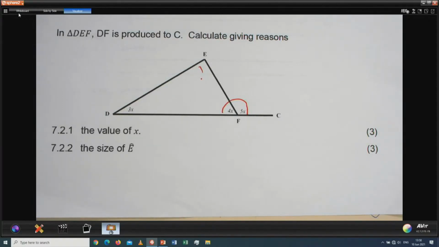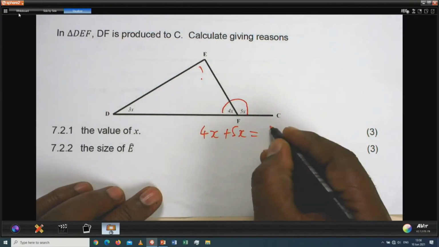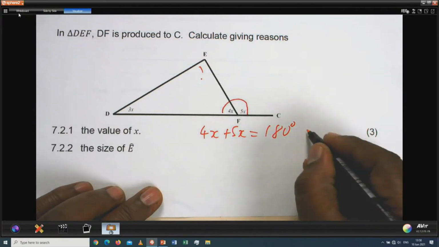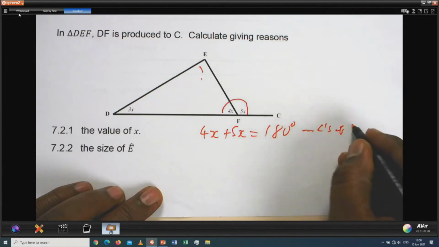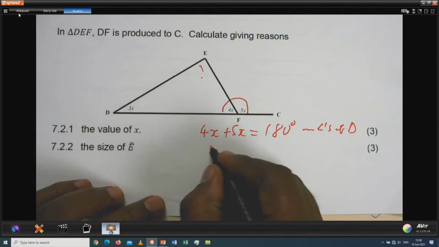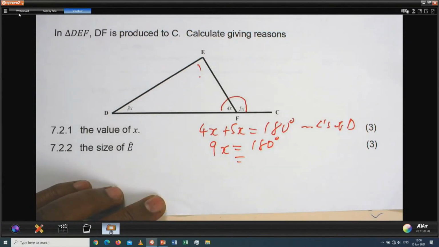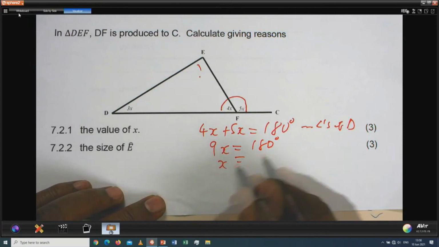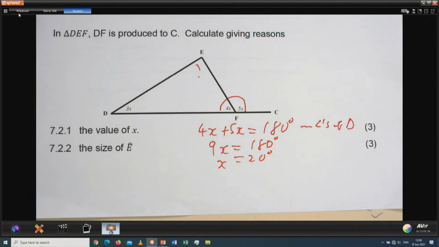Now, because of the property, I know the property, I know the language, then I can talk now. 4X plus 5X is equals to 180 degrees. Angles on a straight line. 4X plus 5X is 9X equals to 180 degrees. How many 9s in 9? 1. How many 9s in 18? 2. In 0 is 20. Therefore, your X is 20 degrees.